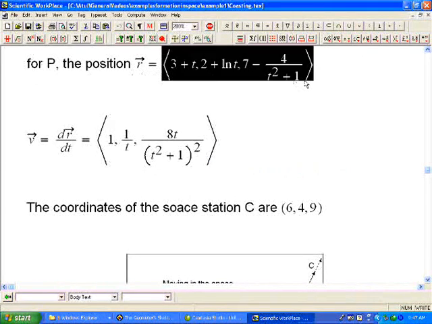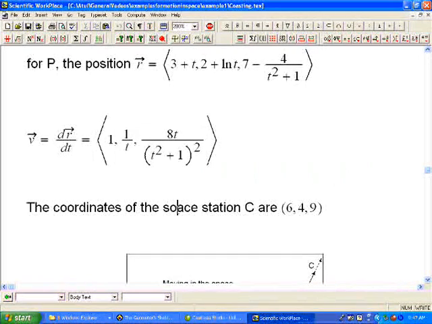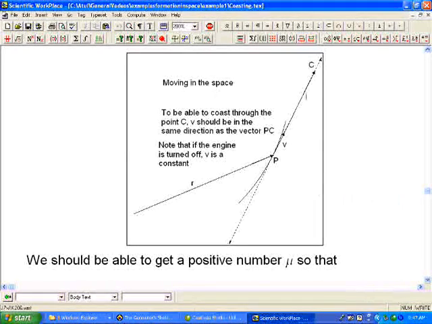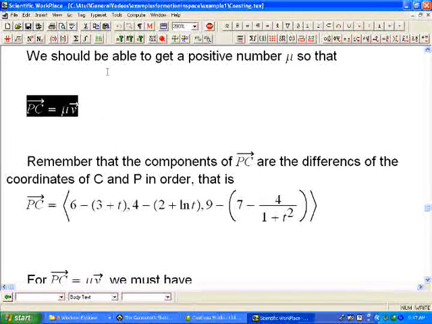So this is our position vector. We differentiate the components to get the velocity vector. The space station has the coordinates (6, 4, 9), and here is the picture of what we want to do. In case we are able to determine a point for which we can coast into this space station, then we should be able to get a positive number mu, so that we have this equation satisfied.